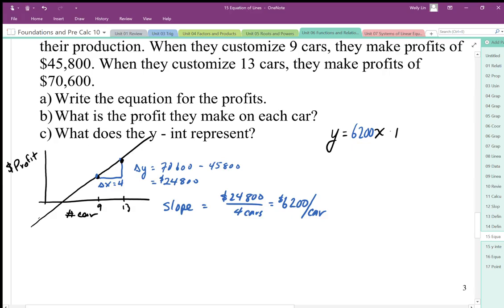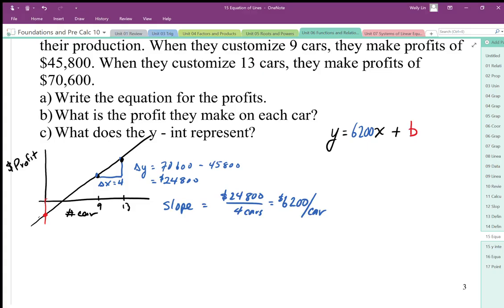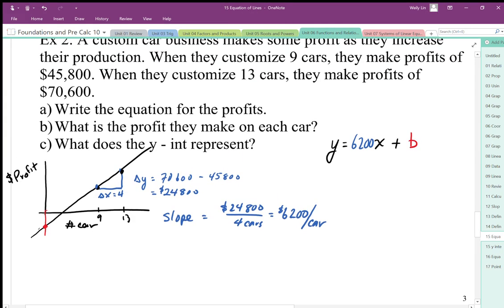But what is unknown still is my starting amount, or my y-intercept. And I can see the starting amount is going to be negative. And that's probably right, because when you have a business, your profits are going to be negative to start because there's some cost involved in running a business. So I still need to find my y-intercept.